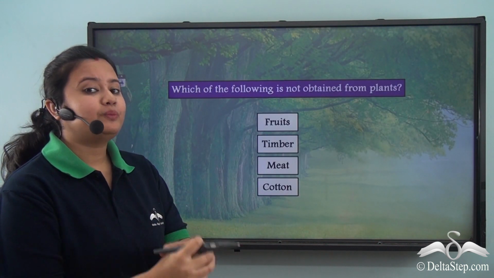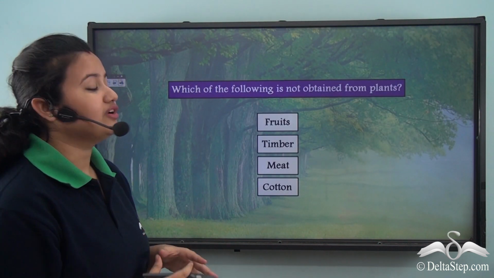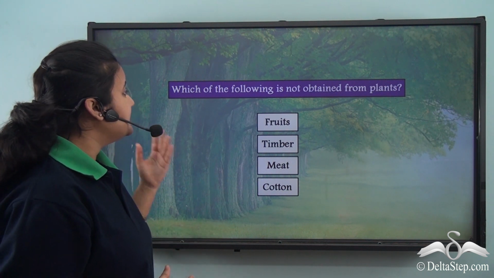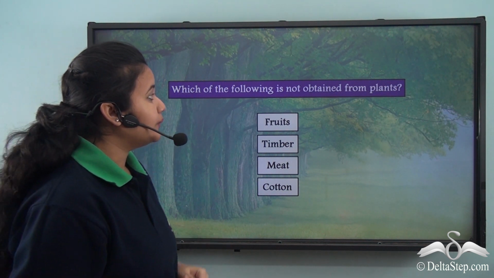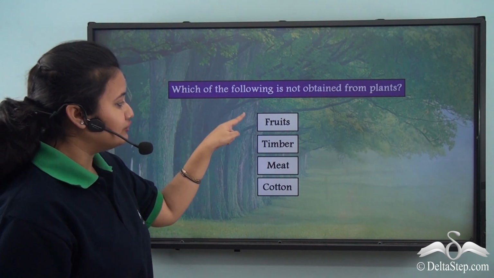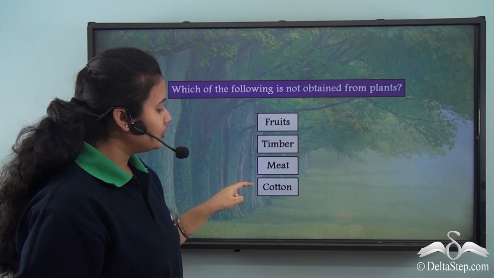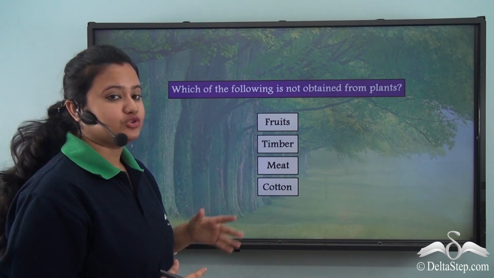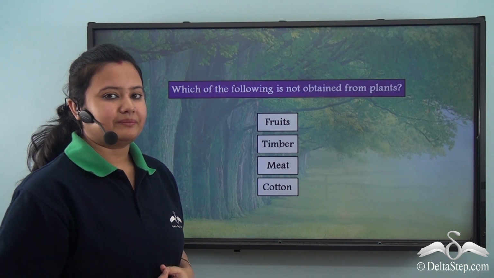Now, before proceeding with our lesson, here we have a question to answer. It asks, which of the following is not obtained from plants? And the options given are fruits, timber, meat or cotton. Well, which of them do you think is the correct one?